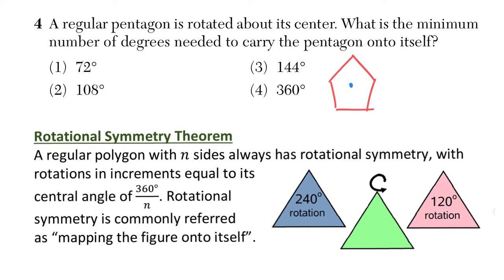But how do we approach question number 4? Well, it's going to be 360 divided by n. In this case, n is 5. And so what does that give us? That gives us 72. Is that an option? It is. The correct answer is option number 1.